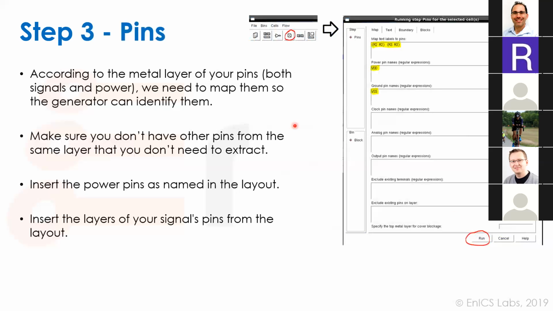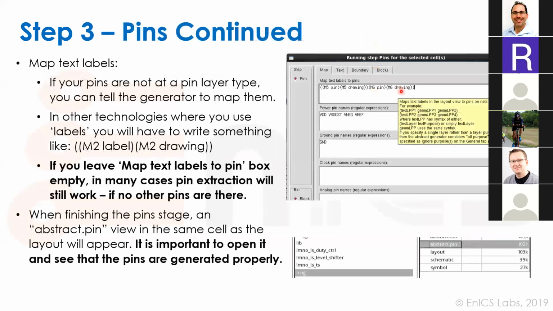So the third step is the pins. As we said, we have a specific metal layer for each pin. We'll probably have two kinds: one for the power pins, which are on the highest metal, and different metal layers for the signal pins. Here we just need to enter the power pin names and the ground. At the top part of the pins, I will talk about it in the next slide. We need to know what metal layers our signal pins are on, and we need to map them. So why do we need to map these?